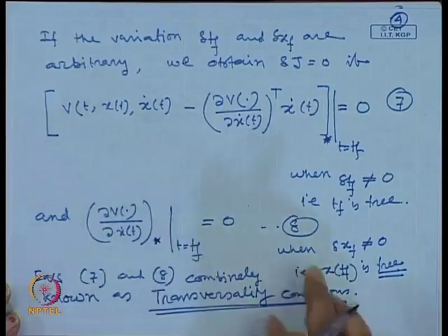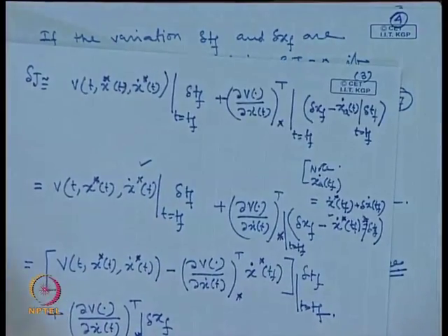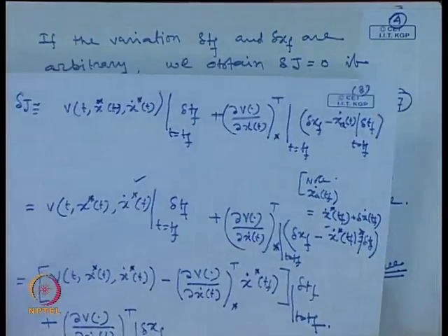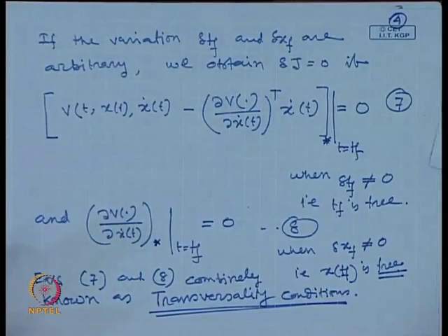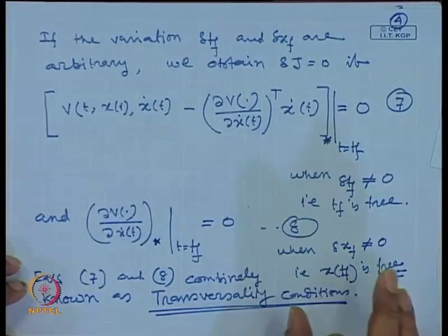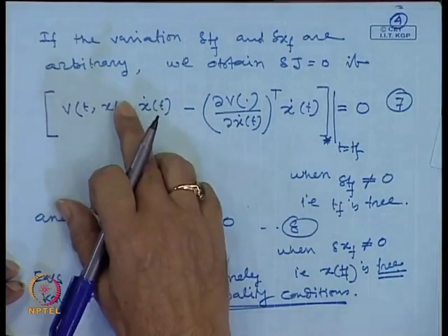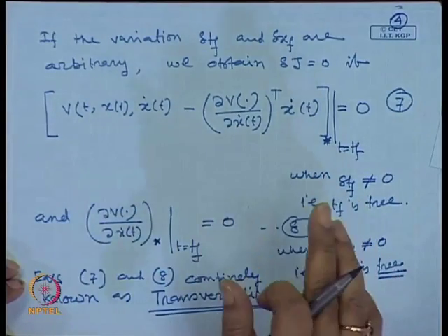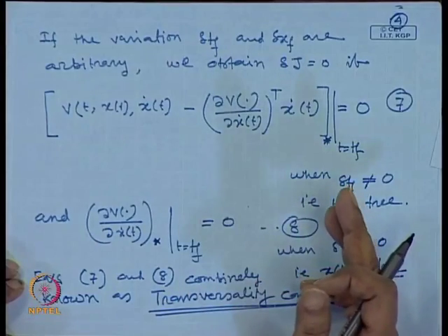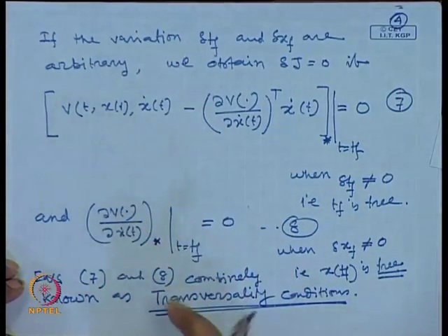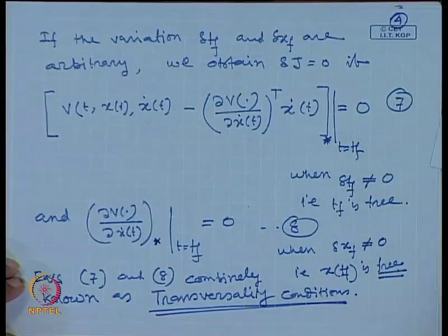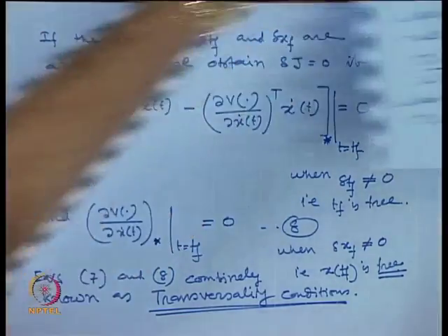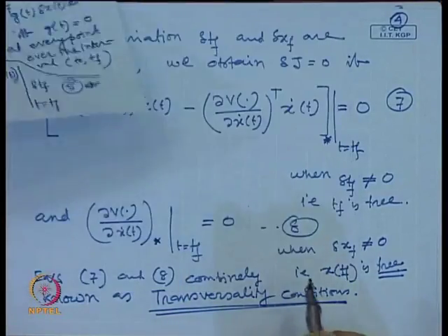That is, del V del x minus d of dt of bracket del V del x dot is equal to 0. This is the Euler-Lagrange equation that must be satisfied. In addition to this, there are two conditions when both the points, that means time and x(T f), are free, then these two conditions must be satisfied. Those conditions are called transversality conditions, and this is the condition, equation 5, agree?